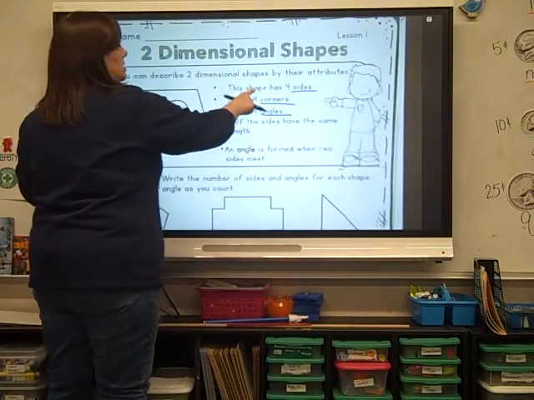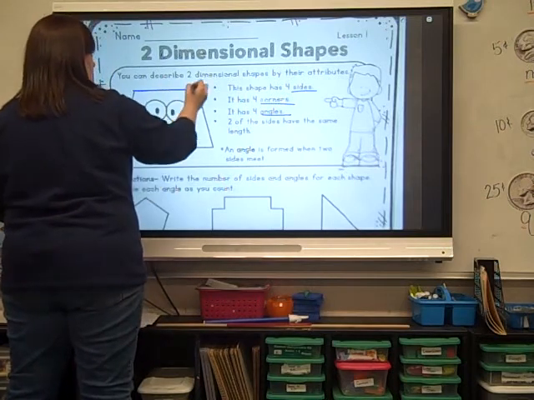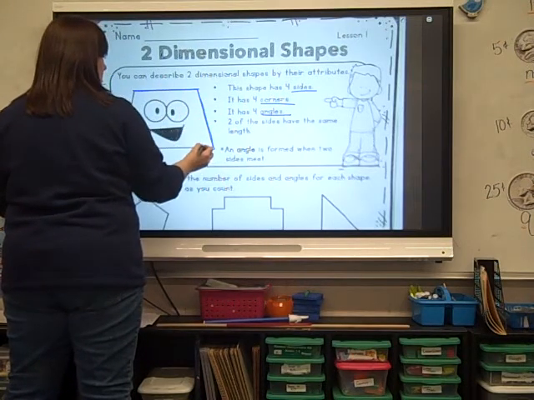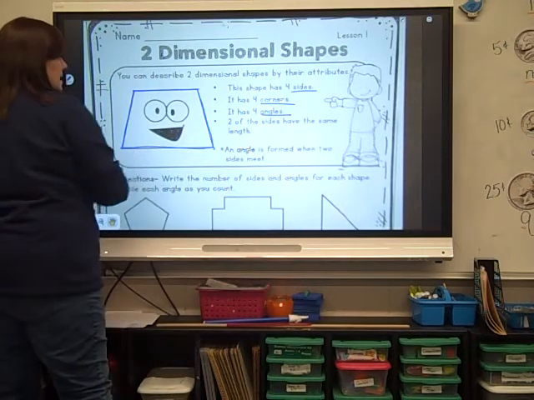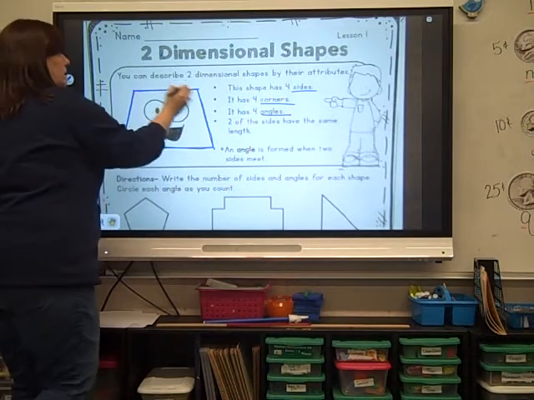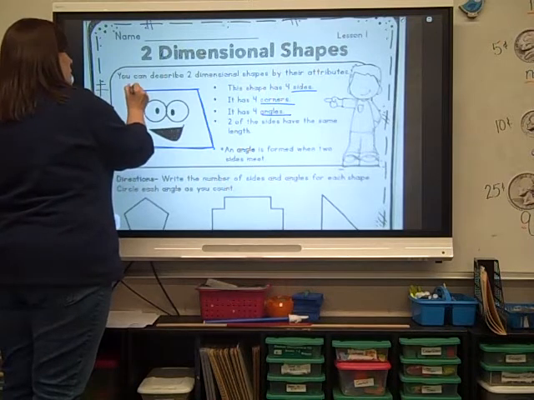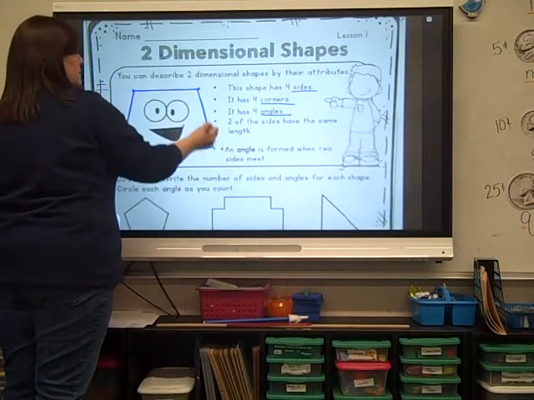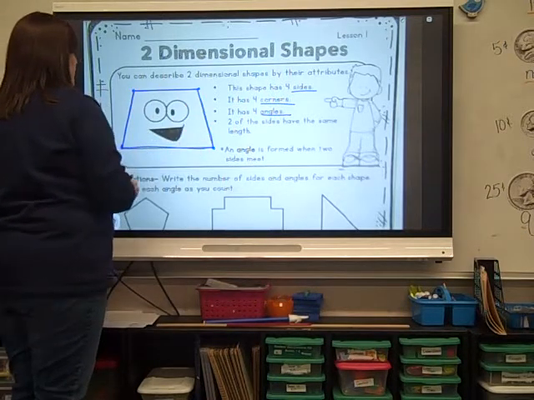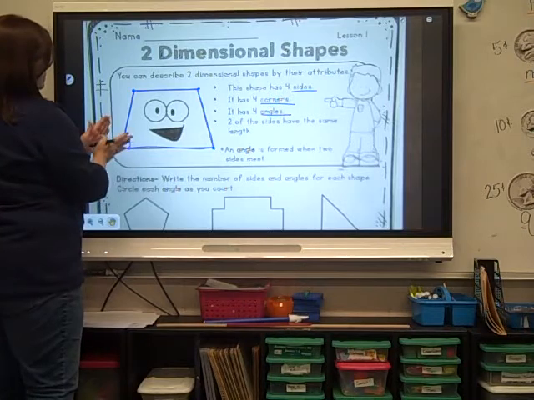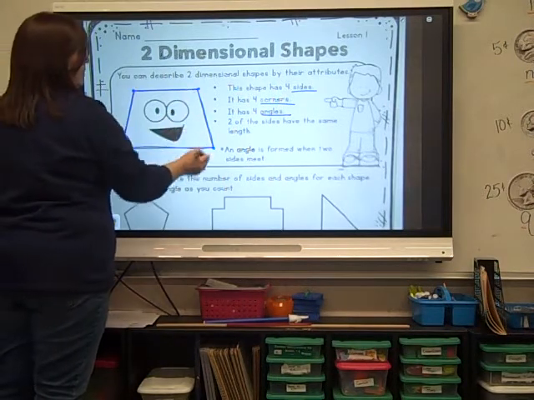So let's look at this. This shape has 4 sides. Well, this is a side. That's a side, that's a side, that's a side, and that's a side. So 1, 2, 3, 4 sides. 4 corners. The corner is where the 2 sides come together. 1, 2, 3, 4. The angle is where those 2 sides come together and open up. So same thing, 1, 2, 3, 4.